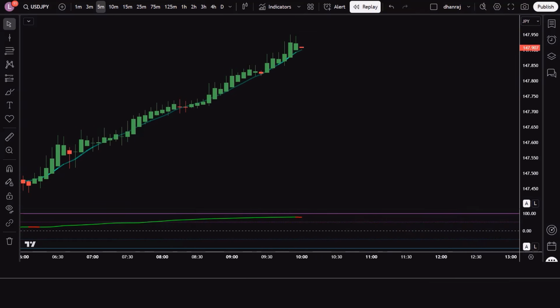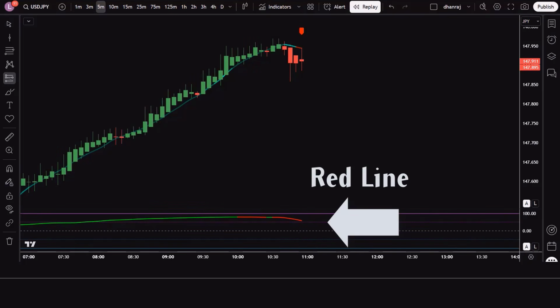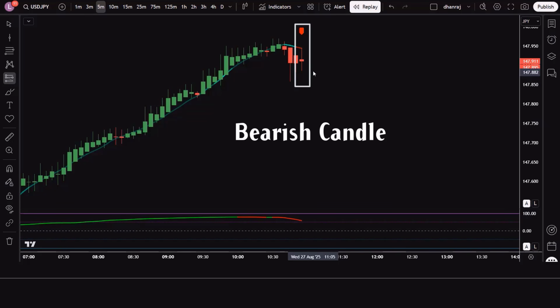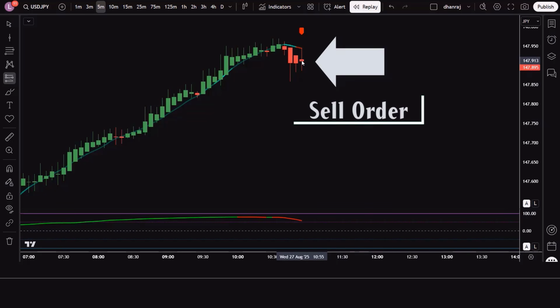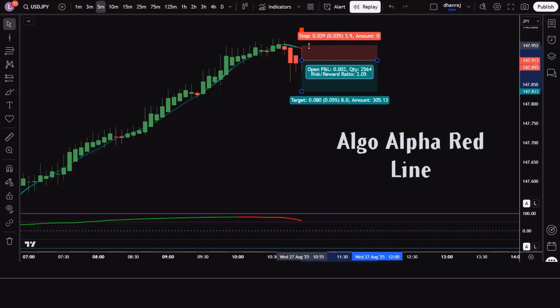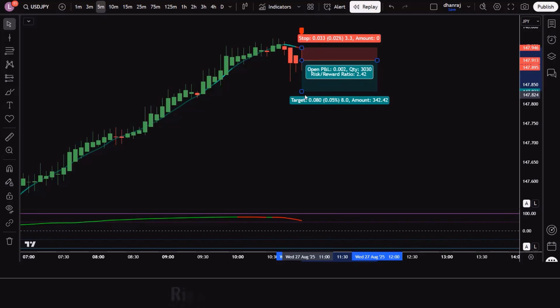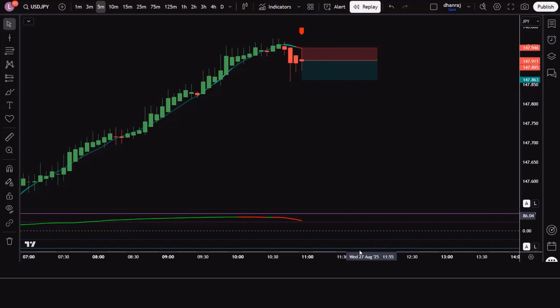Let's see how we use these trading setups. When the Smooth Gaussian Trend Filter indicator gives us a sell signal, when the CT Reverse Shand Momentum Oscillator indicator shows a red line, and when the market forms a bearish candle, if this condition is fulfilled, then we will place a sell order. Our stop loss is to be placed at the algo alpha red line. And the risk to reward ratio will be 1:1.5.